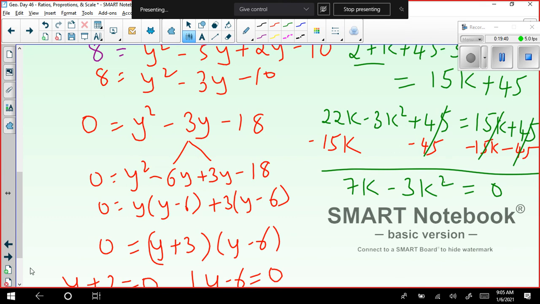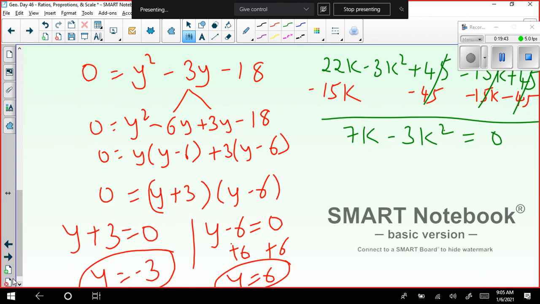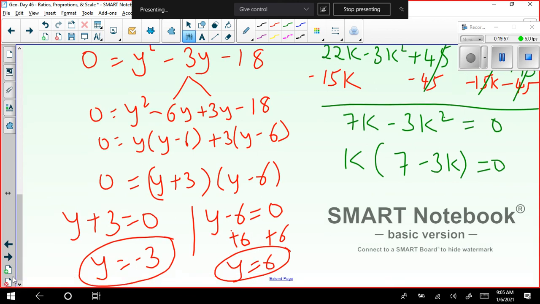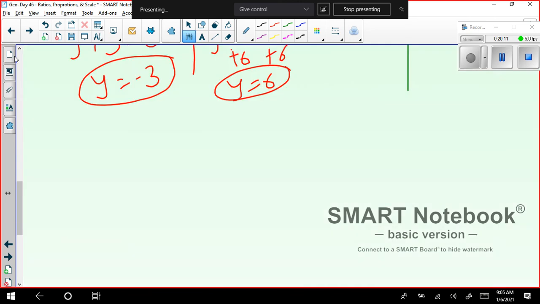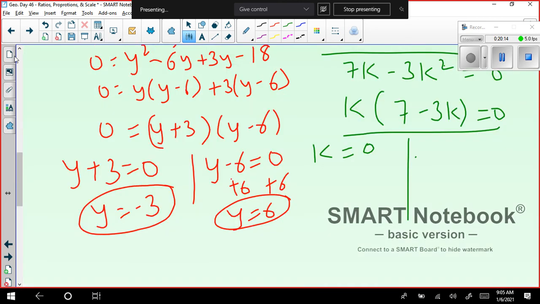equals 0. Further, I can take k common out, and I will have k times 7 minus 3k equals 0. This can be written in two manners: either k equals 0, or 7 minus 3k equals 0. So one of the solutions is k equals 0.